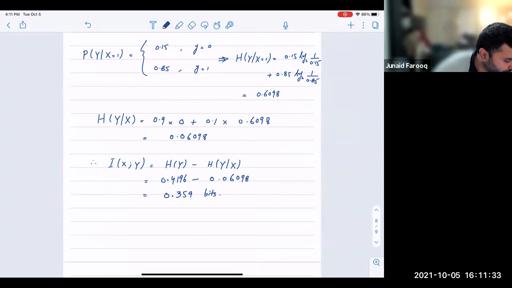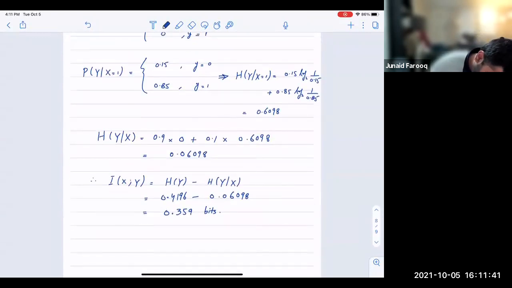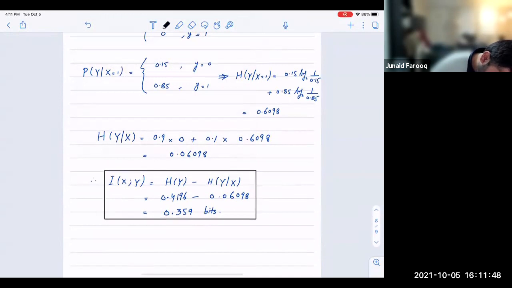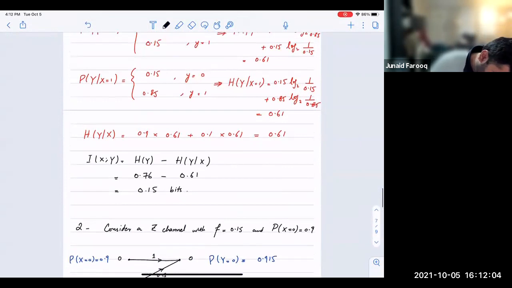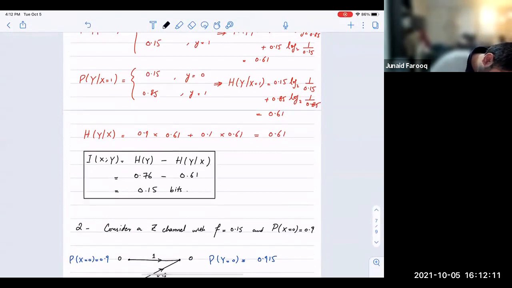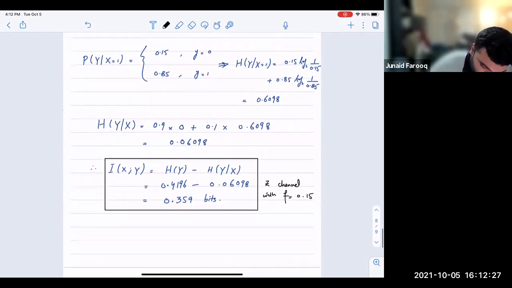Okay, so that's the second channel. An important thing to note here is that these information numbers show something. This is for the BSC channel with f 0.15. So it's 0.359, and this is a BSC. So notice that the mutual information of a BSC is much smaller than the mutual information of the Z channel.